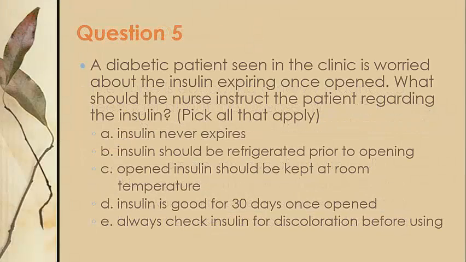Okay, question 5. A diabetic patient seen in the clinic is worried about the insulin expiring once opened. What should the nurse instruct the patient regarding the insulin? Pick all that apply. So this is a multiple. Insulin never expires. Insulin should be refrigerated prior to opening. Open insulin should be kept at room temperature. Insulin is good for 30 days once opened. Always check insulin for discoloration before using.